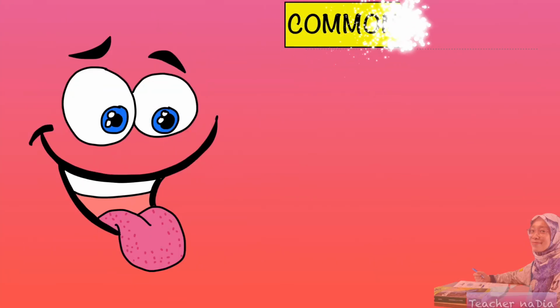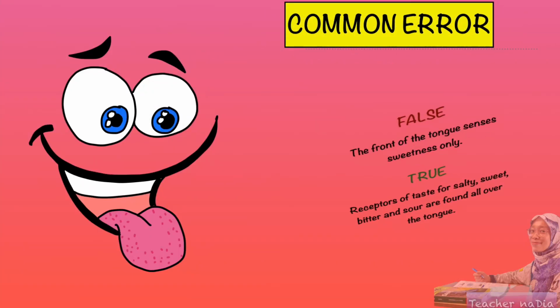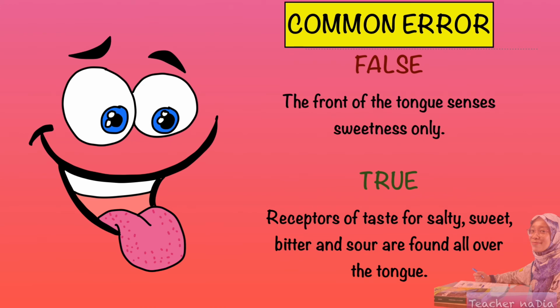Next is a common error or misconception about the taste detected by the tongue. The false statement is that the front of the tongue senses sweetness only. Actually, the taste receptors for salty, sweet, bitter, and sour are found all over our tongue.